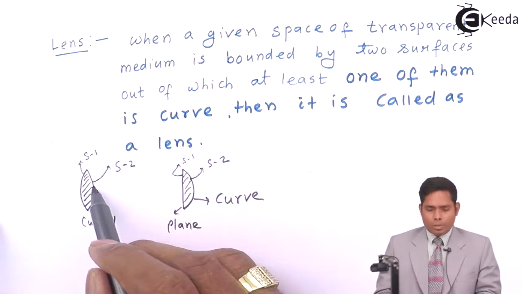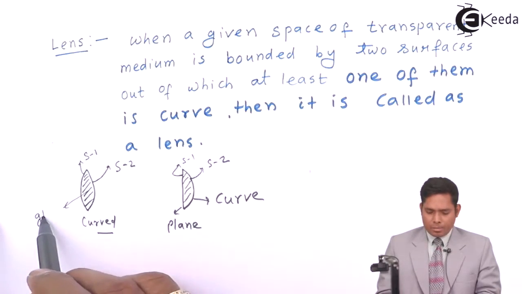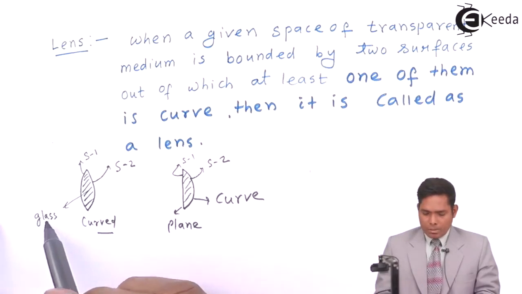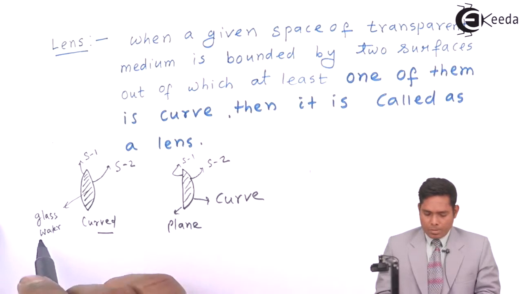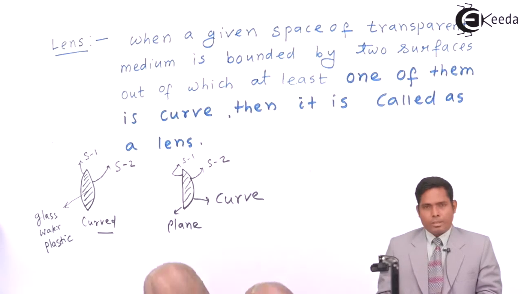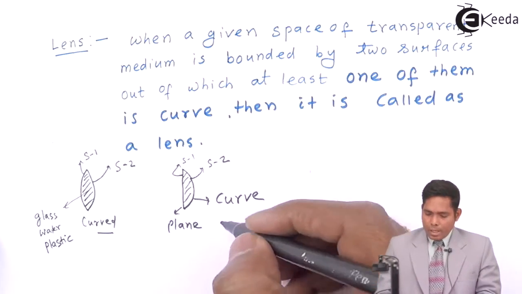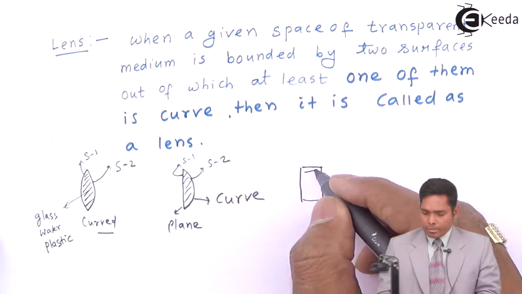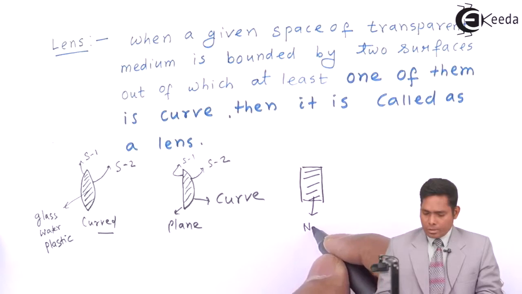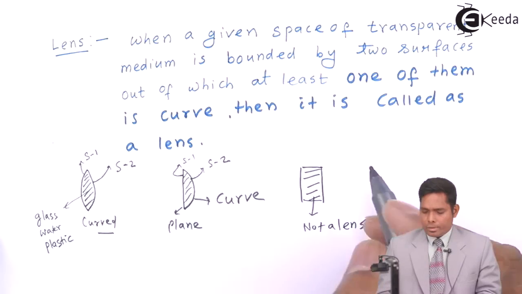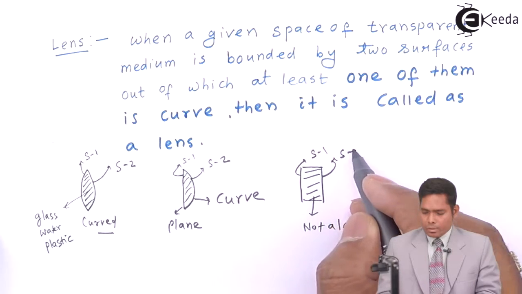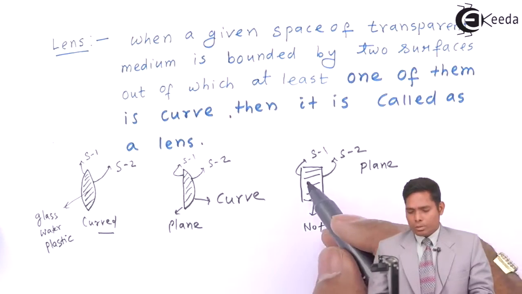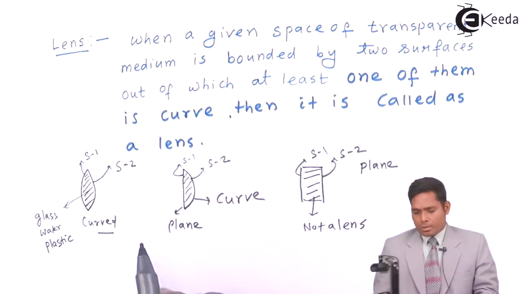This medium can be any transparent material. It can be glass, water, plastic, or anything you like. It's a medium which is bounded by two surfaces. And if I have two plane surfaces and I bind the medium, then this is not a lens, because both the surfaces are plane. So out of these two surfaces, one must be curved. That is the definition of a lens.